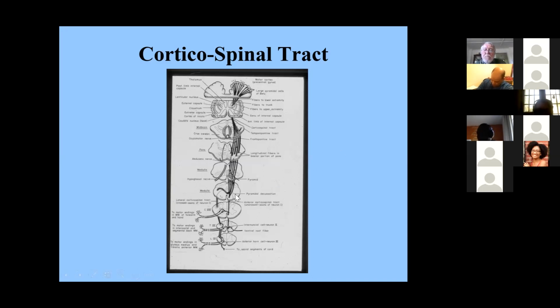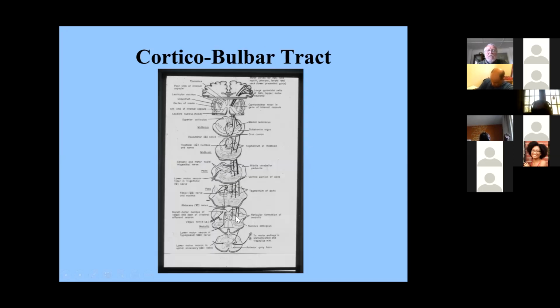5% of the fibers will continue in their caudal trajectory in the same place, and we call that the anterior corticospinal tract. And of course, the anterior corticospinal tract will then innervate alpha and gamma motor neurons, and so will the lateral corticospinal tract at all of the spinal levels.